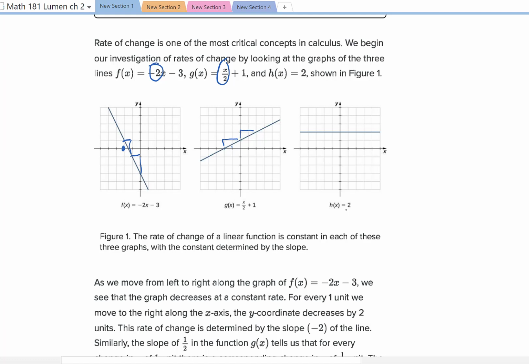And this third one, h of x equals 2, you all recognize what this is. This is just a horizontal line. And so it has no rise, it has a run. And so this one has a slope of 0. And that slope of 0 is indicative of the rate of change being 0. So as x goes to the right, there is no going up or going down.